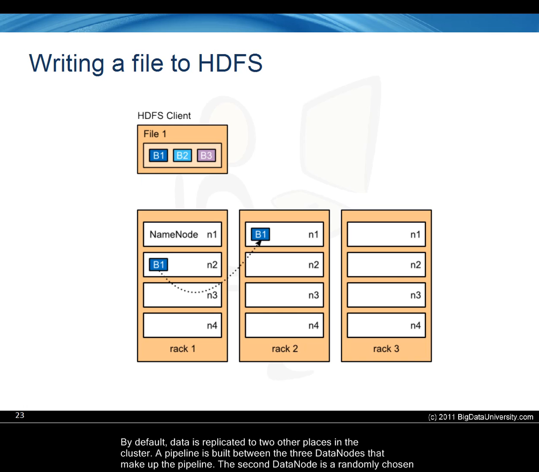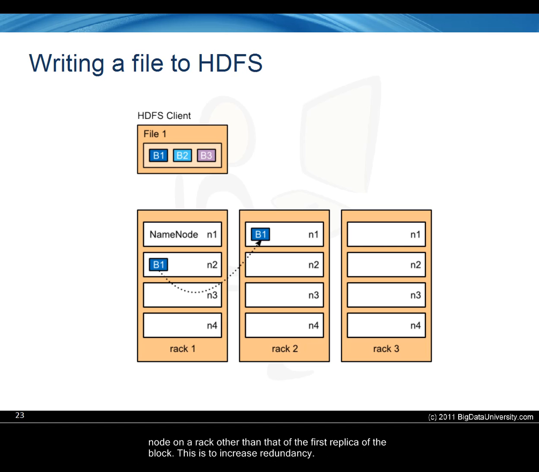By default, data is replicated to two other places in the cluster. A pipeline is built between the three data nodes that make up the pipeline. The second data node is a randomly chosen node on a rack other than that of the first replica of the block. This is to increase redundancy. The final replica is placed on a random node within the same rack as the second replica. The data is piped from the second data node to the third.